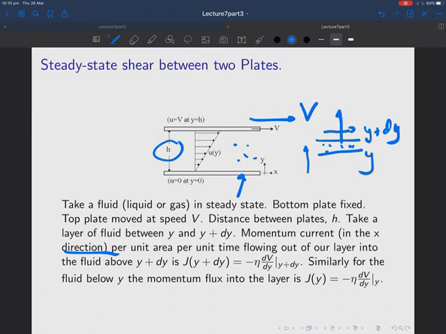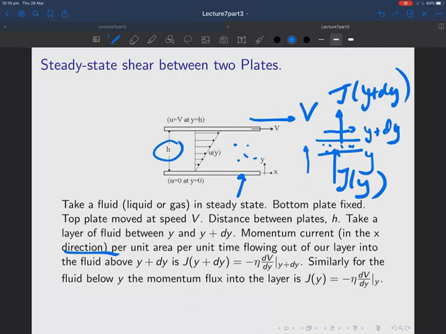Flowing out of here, and that momentum current is j of y plus dy. And there's a momentum current flowing into it from below, which is j of y. So that's the momentum in the x direction, but we're looking at the flow in the y direction of that momentum. It's a bit confusing, but you have to put up with it.